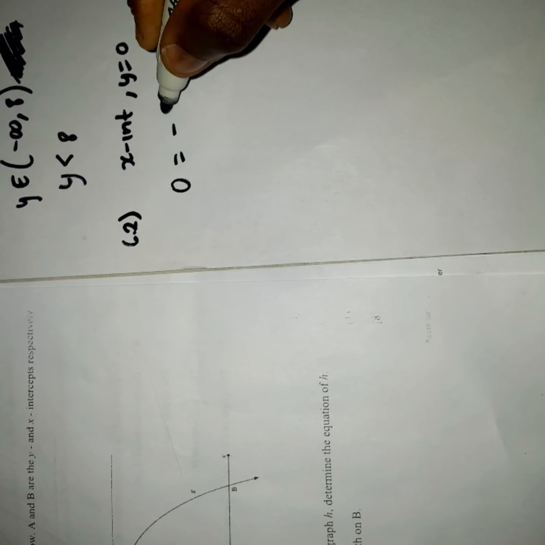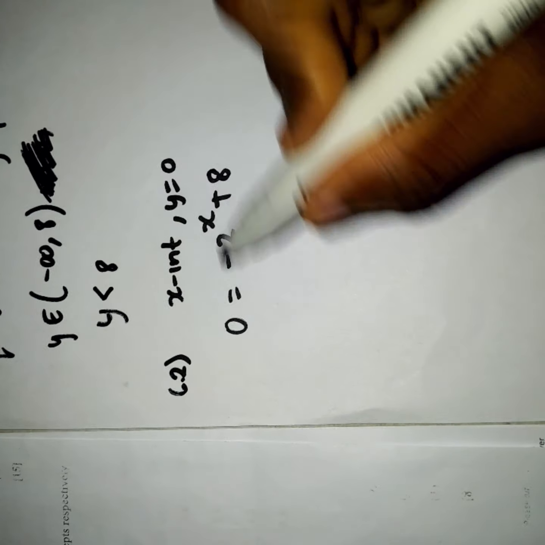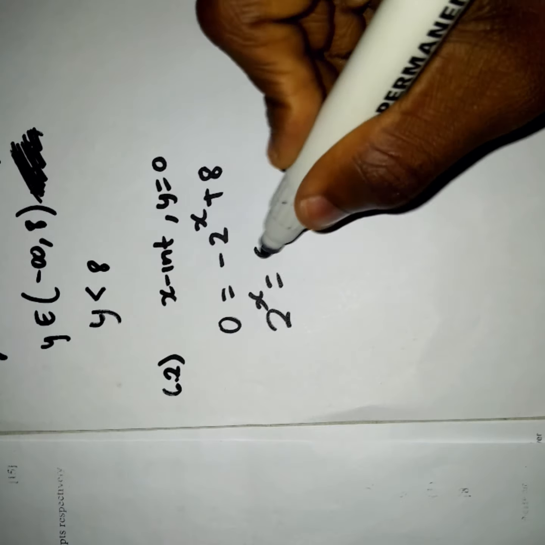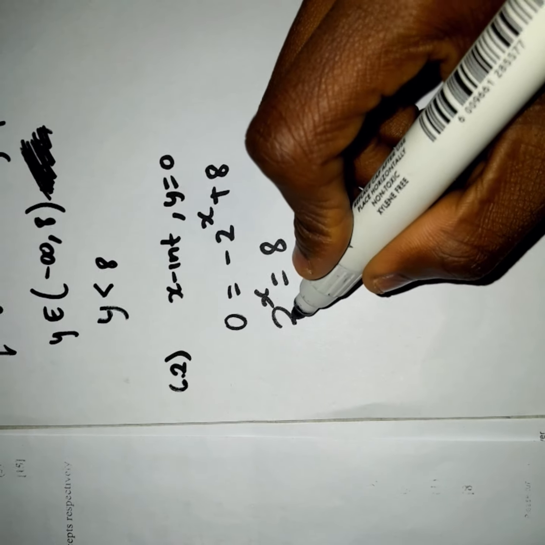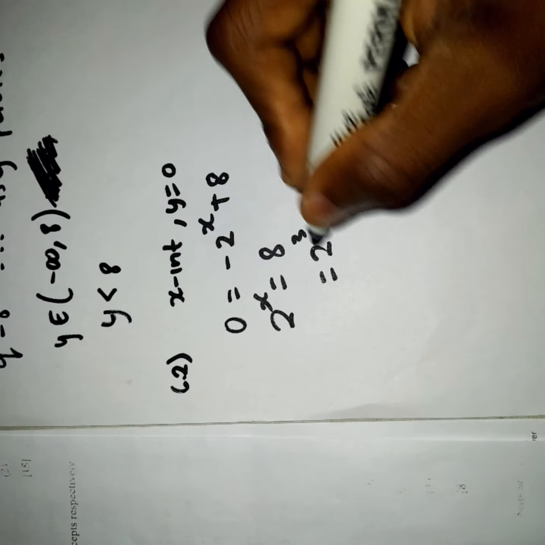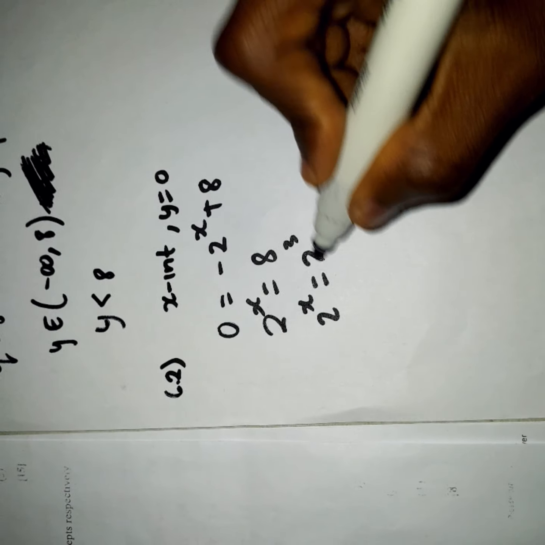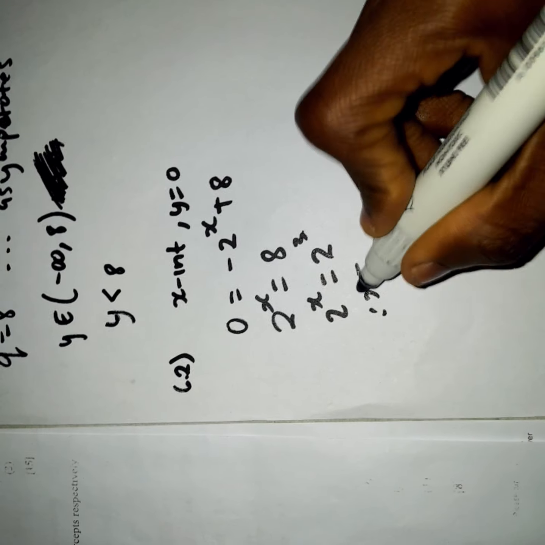Now b, it's the x-intercept. We know that at the x-intercept y is equal to 0. So y is 0 here, and negative 2 to the power x plus 8. Here we are basically solving for x. When I take this to the other side, it will become positive. We can just do the logarithm of 8 base 2, which gives us 3. Or we can use exponents: 2 to the power 3 is 8, because 2 times 2 is 4, times 2 is 8. Therefore x is equal to 3.